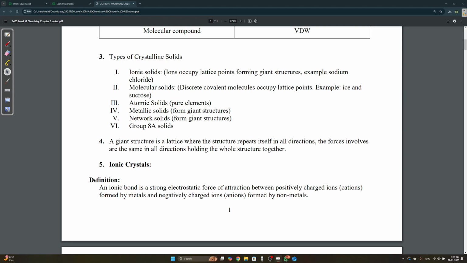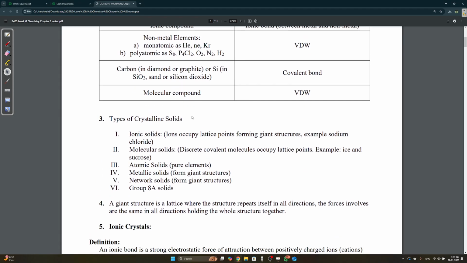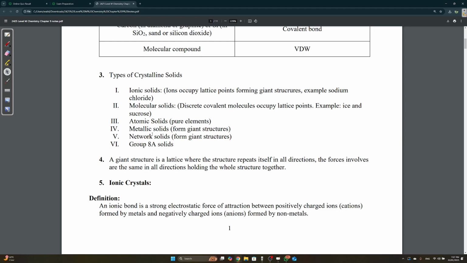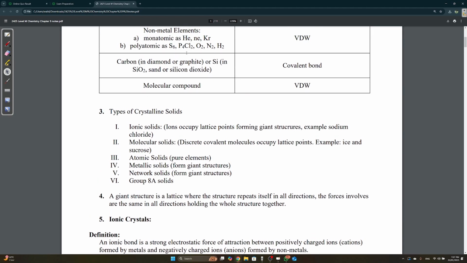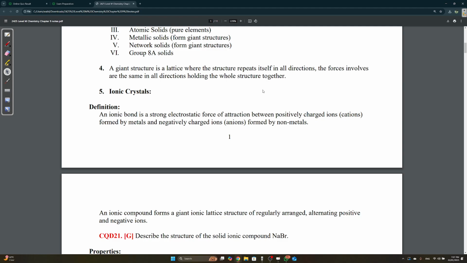These are the types of solids. Ionic solids: the ions are the lattice points, they're made of ions. Molecular solids are discrete molecules on the lattice points. Atomic solids are pure elements like helium, neon, krypton. Metallic solids are only metals like lithium, potassium, magnesium, whatever. Network solids are carbon, like we said, carbon in diamond or graphite, or silicon and whatever. And group 8A are the noble gases. If this is the noble gas, then I don't know what's atomic solids. Okay, you can read over this, whatever.